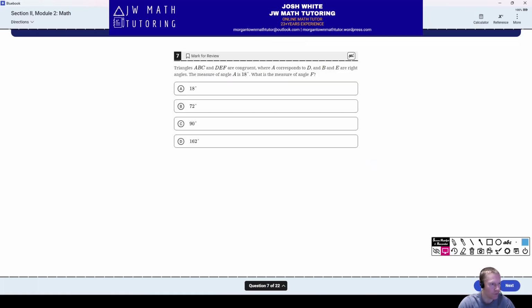Next up, question number 7. Here we have two triangles, two specifically right triangles. So let's draw a picture, A, B, C, because it tells us B and E are right angles. So B is a right angle. And then D, E, F, matching up the corresponding parts. Okay, A is 18 degrees. What is the measure of F?